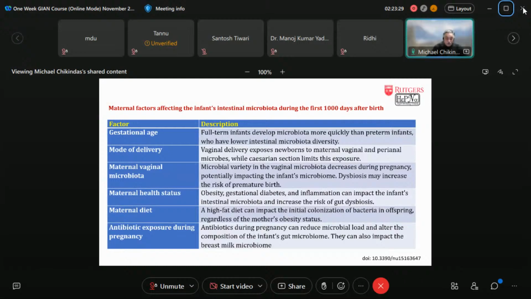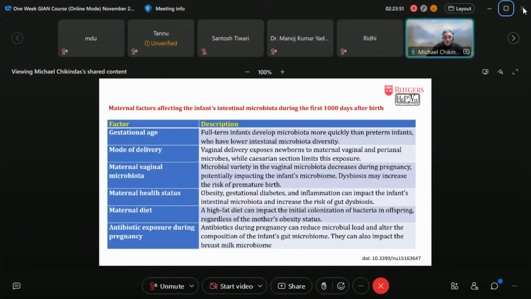Antibiotic exposure during pregnancy, I already mentioned this with a few examples. I personally was aware of it, as a scientist, as a microbiologist, and also working with the pediatricians who were taking care of these cases.